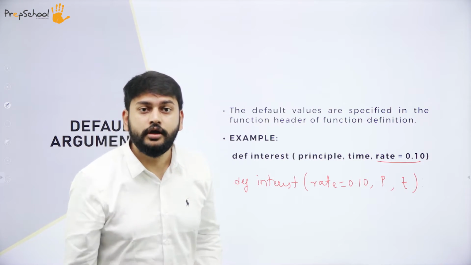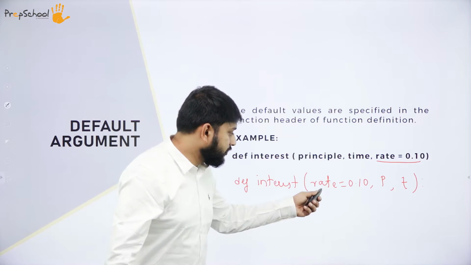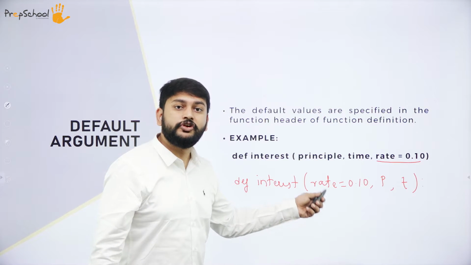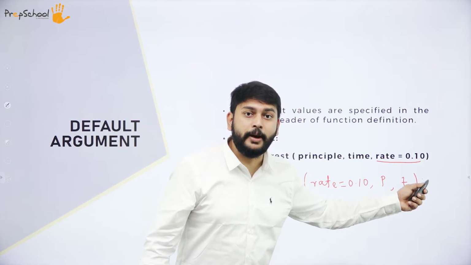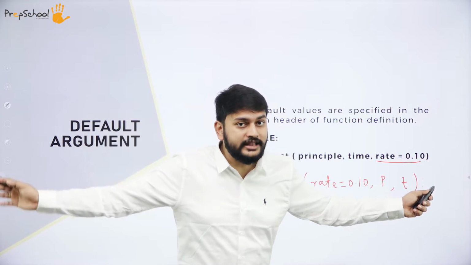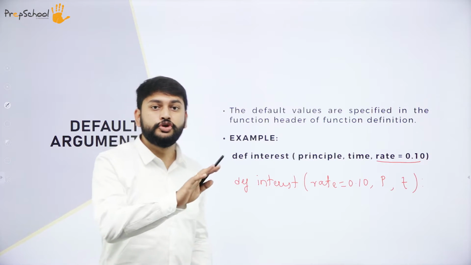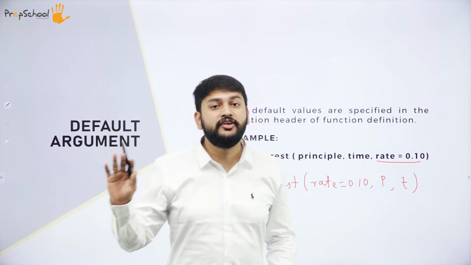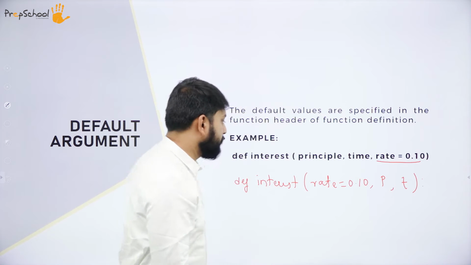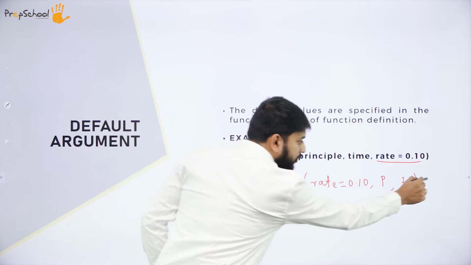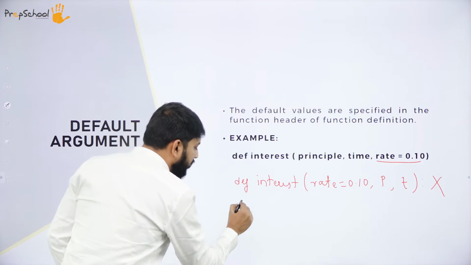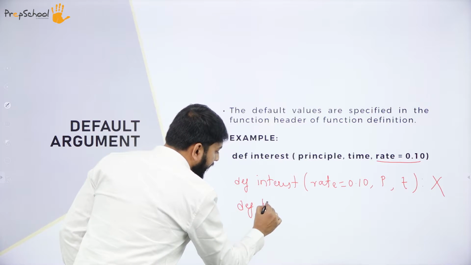No, you cannot. Sir, why? Because to the left side of your default arguments, you should not have any non-default arguments; default arguments must be on the right side. For example, is this a valid statement? Is this a legal statement? No, it is not. I will show you one more example. So def interest.